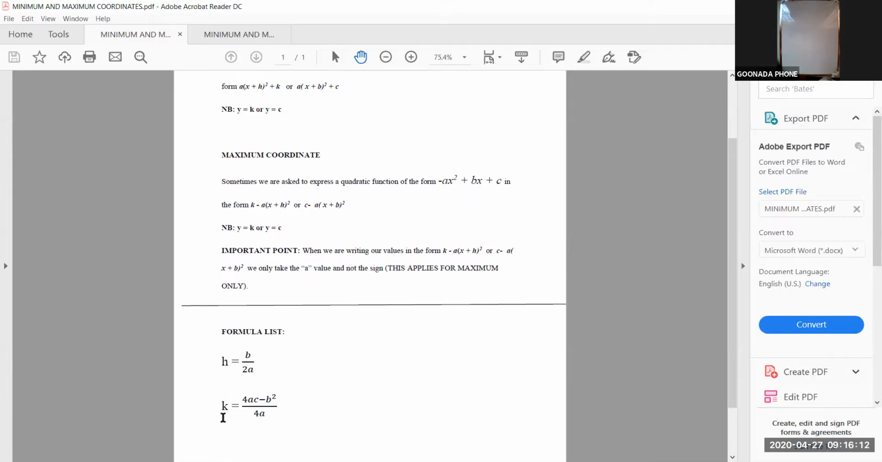To find k, for both minimum and maximum, these two formulas apply, right? To find k, k is equal to 4ac, so 4 multiplied by a multiplied by c, minus b squared. So b to the power of 2, whatever b is, you multiply by itself, right? All over 4a, so that's 4 multiplied by a.